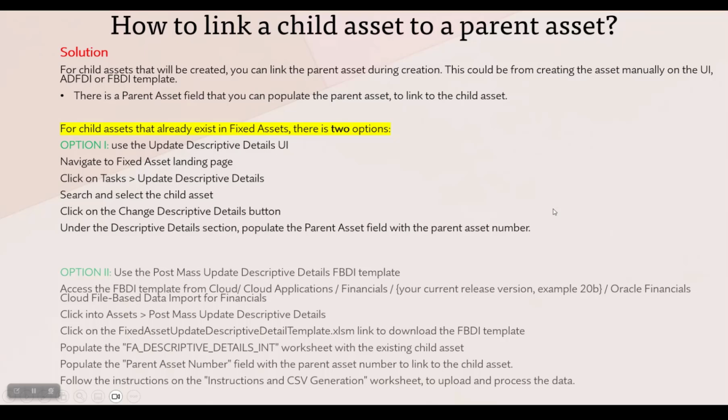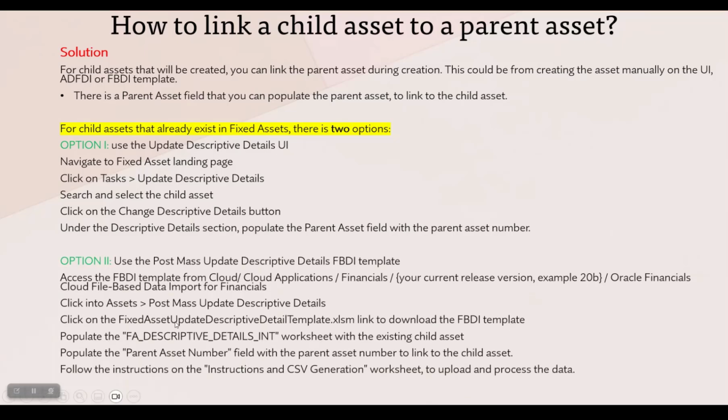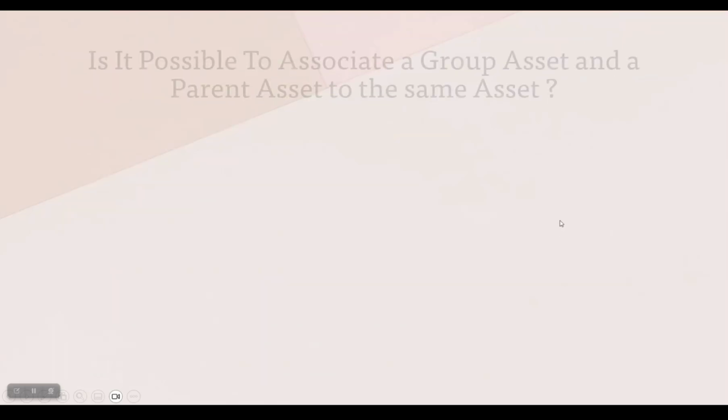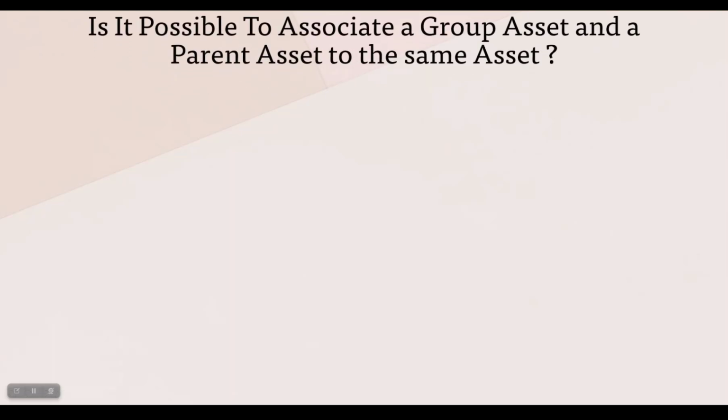The other way is through the FBDI template. You will find descriptive details also. If there are descriptive details in the worksheet, you have to pass it through that. Is it possible to associate a group asset and the parent asset to the same asset?